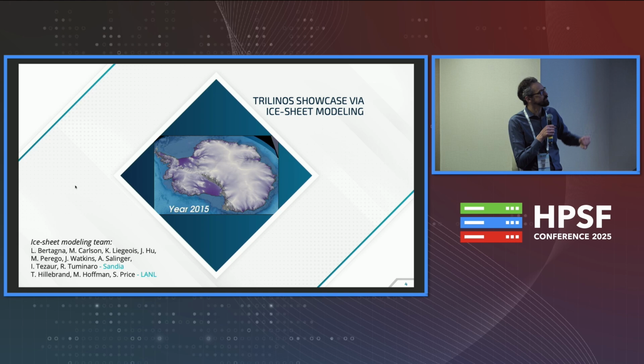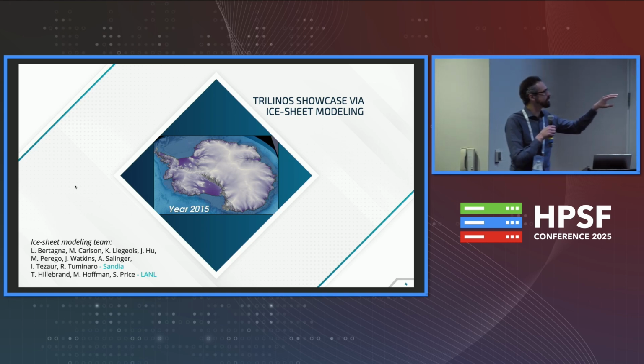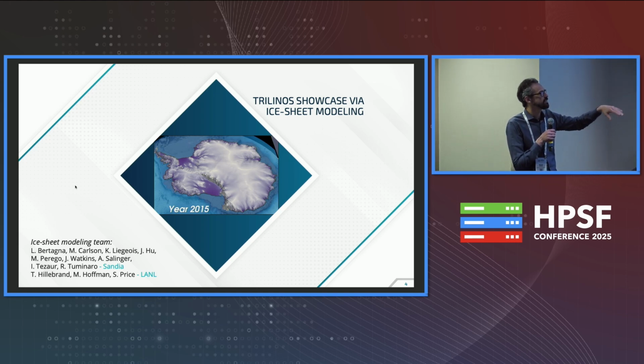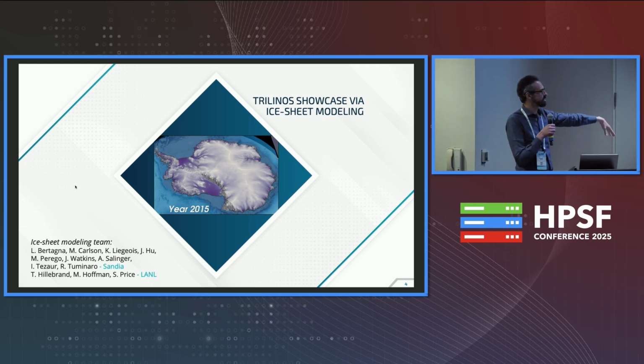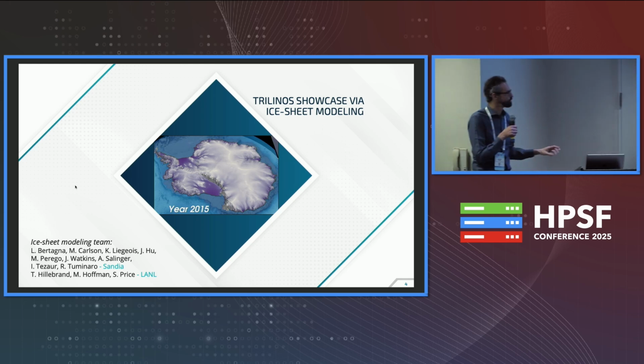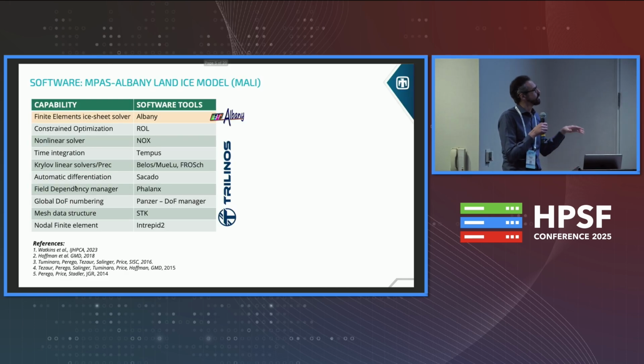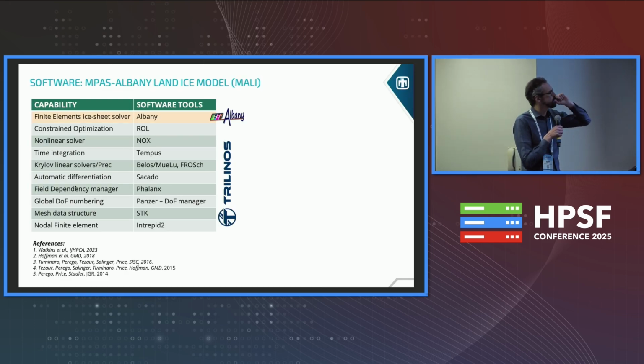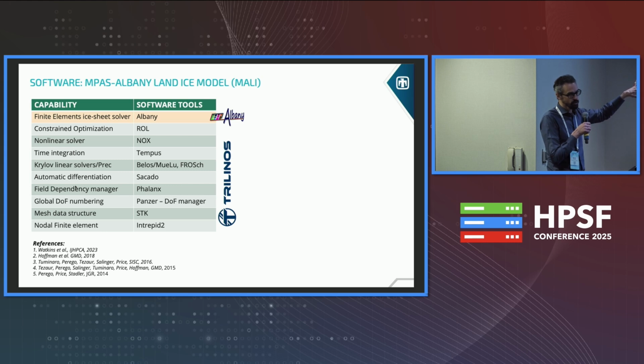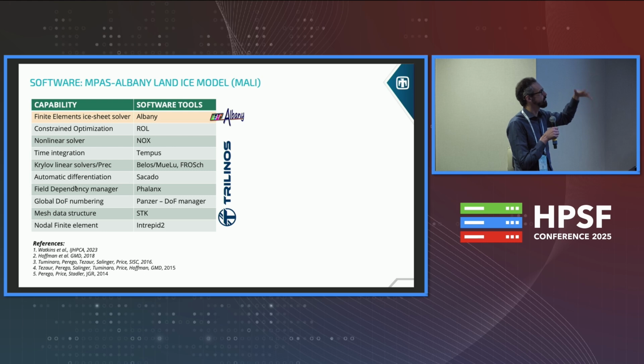Fortunately, this was supposed to be a really nice movie, but it's not. So I want to use the ice sheet model example as a way to introduce these capabilities. And here I'm listing the team of people working on this application. The code for ice sheet modeling is called MALI and Albany-LandIce. For this talk, we focus on the finite element core of it, which is implemented in Albany, a finite element library that is built on top of Trilinos.